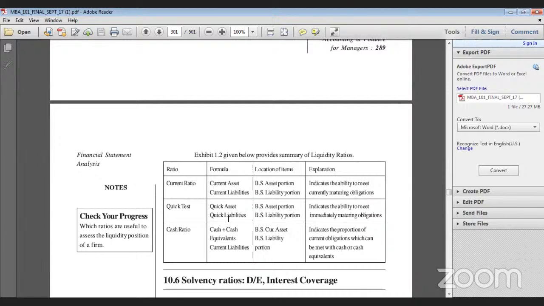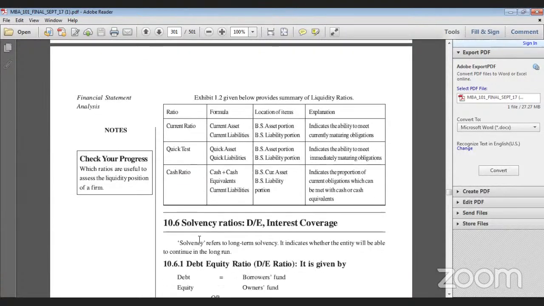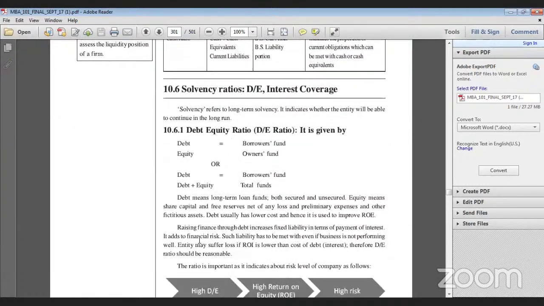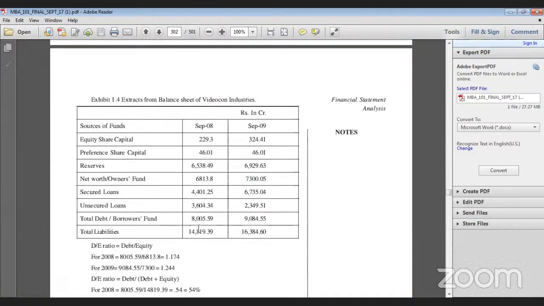After that, quick test ratio is quick assets divided by quick liabilities, which indicates the ability to meet immediate maturity obligation. Cash ratio, cash means cash plus cash equivalent divided by current liabilities, indicates the proportion of current obligation which can be met with the cash. After that, debt equity ratio is equal to borrowed fund divided by owner's fund, or borrowed fund divided by total fund. So these are the very important ratios which we calculate.